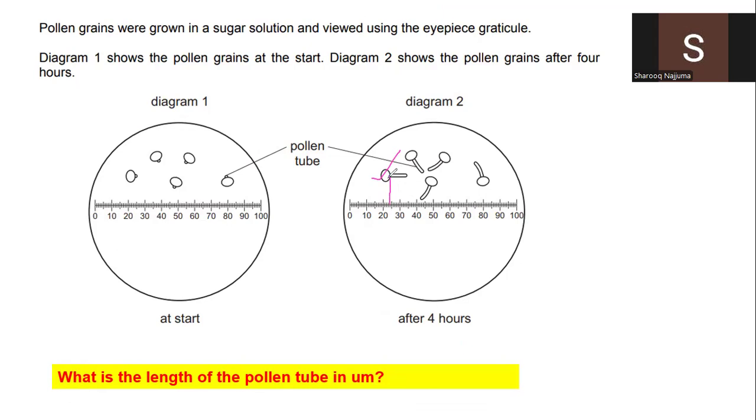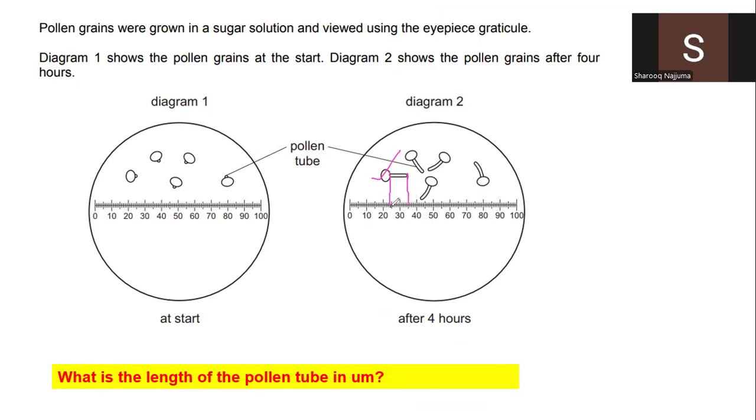And we are measuring the pollen tube. The pollen tube is from this region to this region. Do not include this. This is just the pollen grain, but we are considering the pollen tube. So I also have this region from here down, so I can count how many divisions are in between.